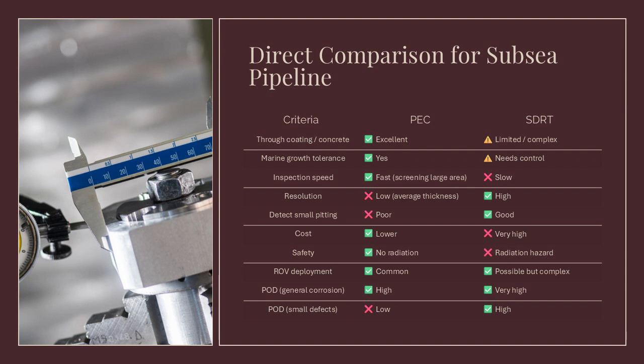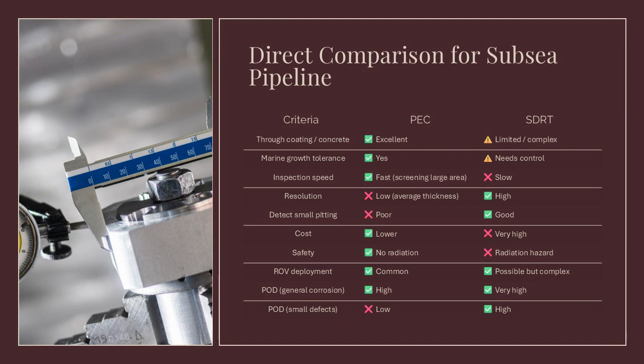Resolution. One limitation of PEC is its relatively low resolution. It provides average metal thickness rather than detailed defect sizing. SDRT excels here, offering high-resolution imaging for precise inspection. Detection of small pitting. PEC has limited capability for detecting small pitting defects. SDRT performs better in detecting small and localized defects due to its higher resolution.